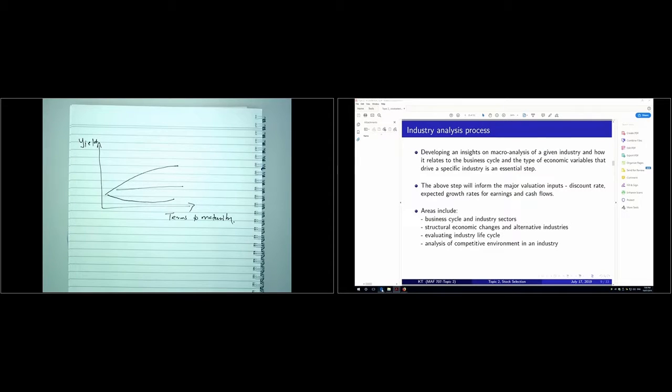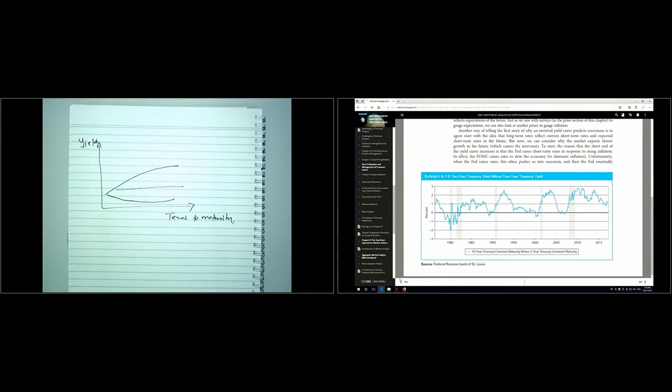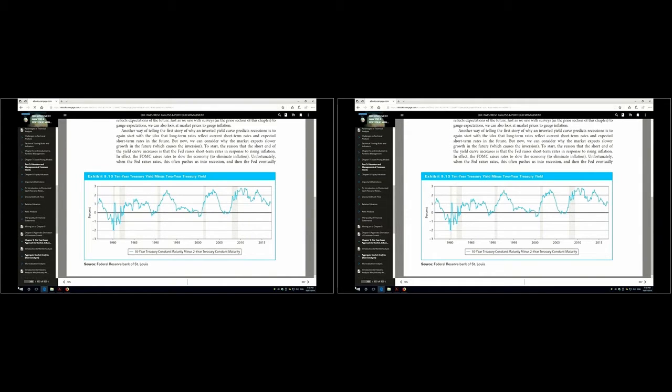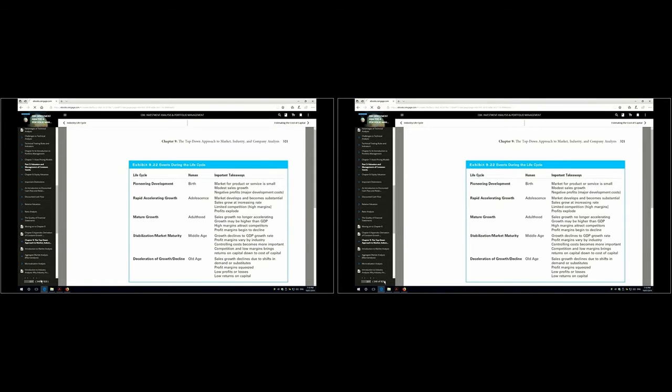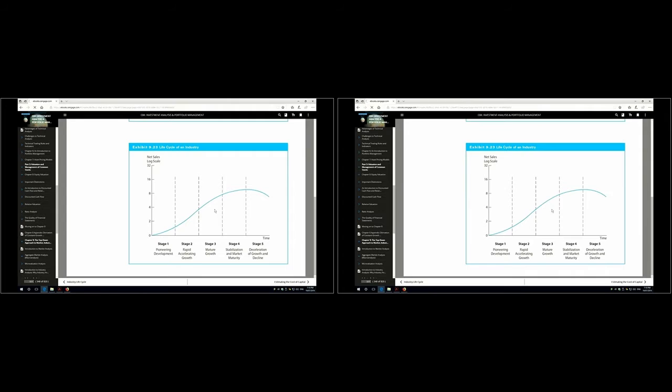That's on page 321. Okay, so you can see how an industry goes through these different phases of growth. Pioneering development stage, then rapidly accelerating growth, then the maturity stage, stabilization and market maturity, and then the deceleration.